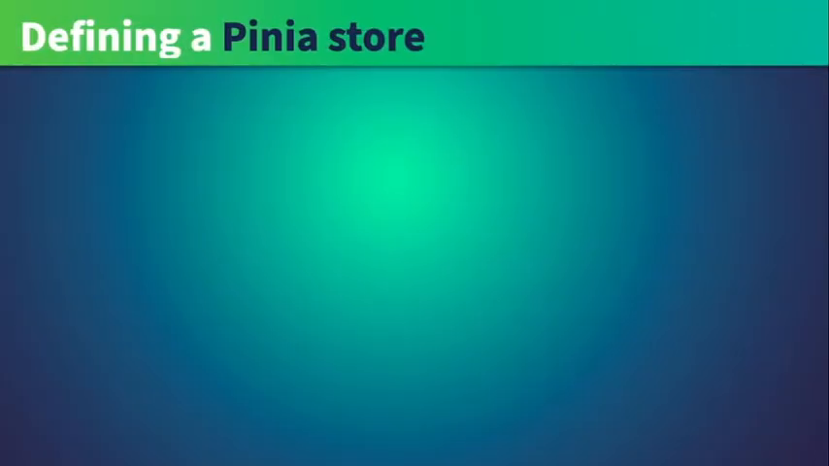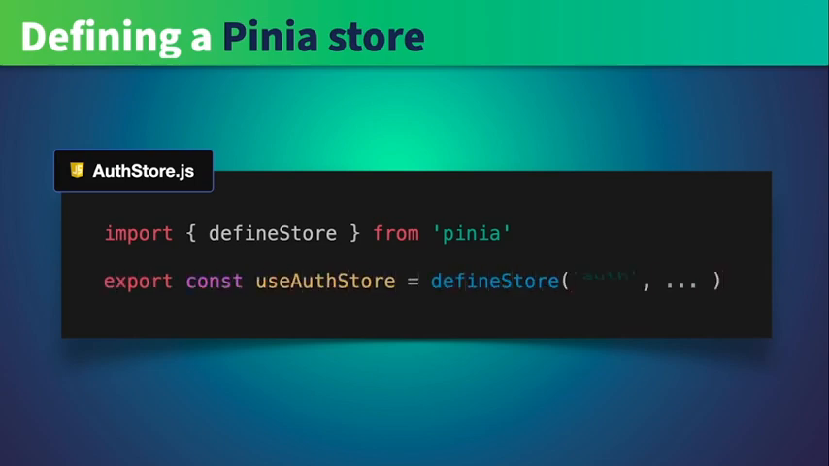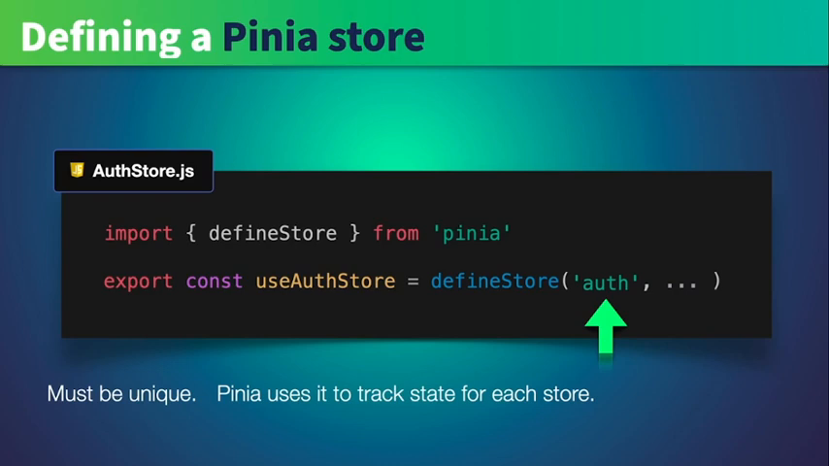First, let's review how to define a store with Pinia. Anytime we want to create a store, whether it's an options store or a setup store, we must import defineStore from Pinia. Then we pass a string for the name of the store as the first parameter, which must be unique since Pinia will use it to track state for each store, and it's what you'll see in the DevTools.